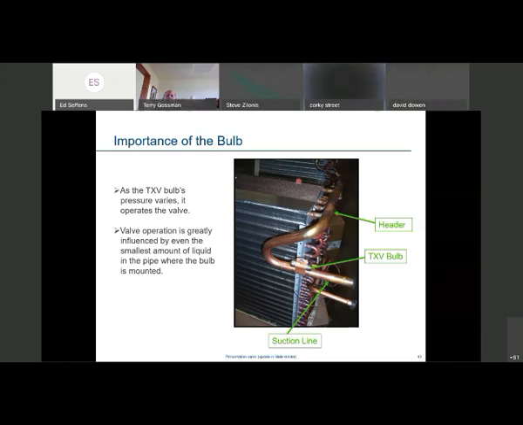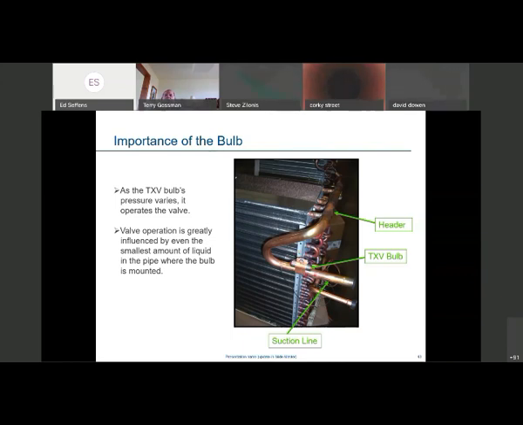For instance, when I first got hired on with Copeland, I went out to a job site, and this one company was losing 60 compressors every winter. When I asked the contractor, I said, let's take a look at the bulb and see what's going on here. They would lose these compressors to slug conditions, slugging back to the compressor on low load situations during the winter time.